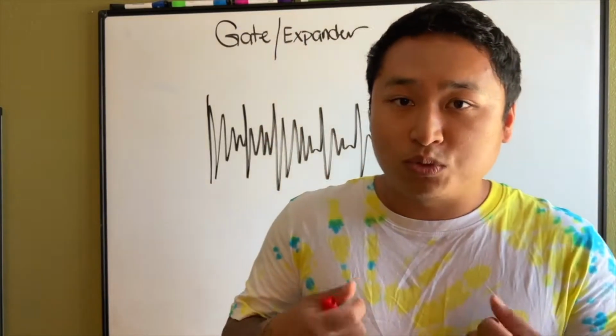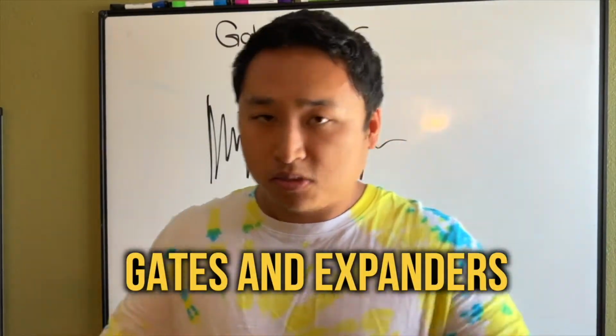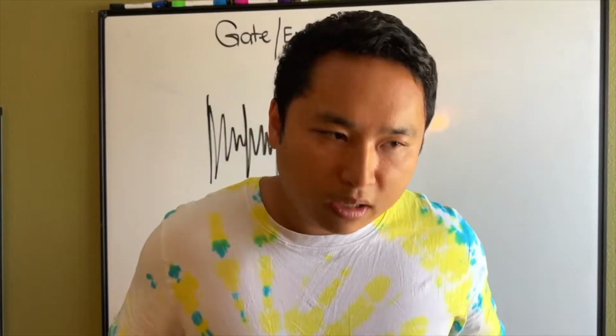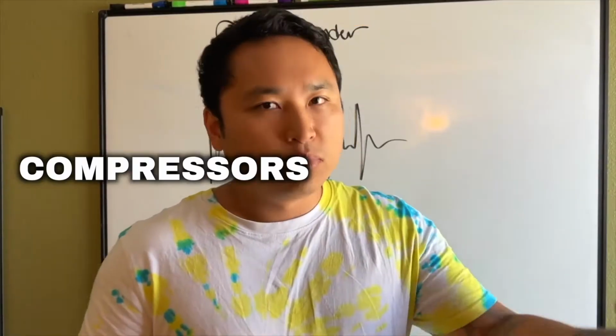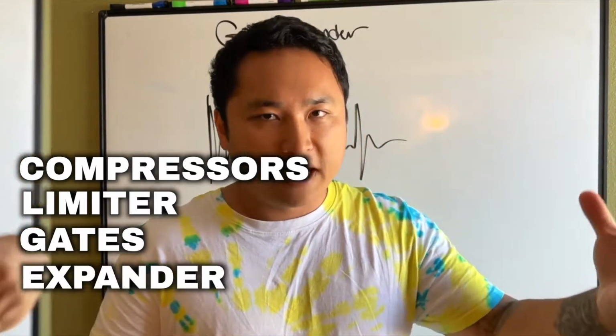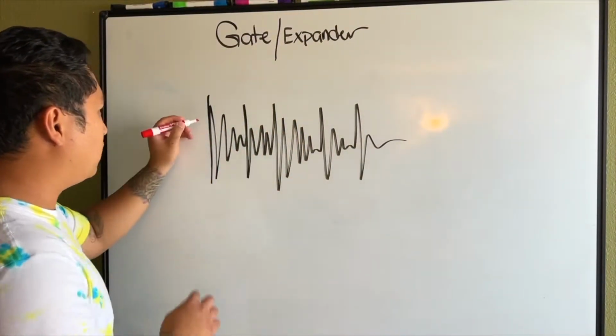And one of the things that was really confusing to me were gates and expanders. So this is something I want to explain in this video, and hopefully I can explain it in a way where you can understand, because I know this was confusing for me. So firstly, we need to understand what all these dynamic tools are for. Compressors, limiters, gates, expanders. What a compressor does is we set a threshold.